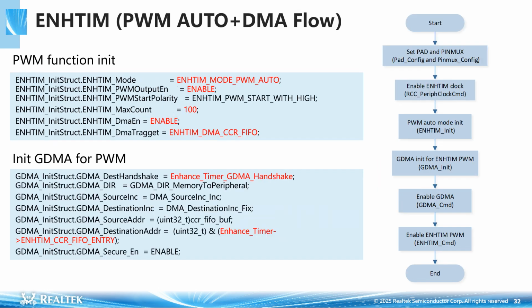In auto mode, PWM can be paired with DMA to output fixed waveforms. To do this, you need to enable DMA in the initialization structure parameters and activate the DMA module. Once DMA is started, it will transfer data from the source to the CCR FIFO of enhanced timer. It allows for the output of fixed PWM waveforms.